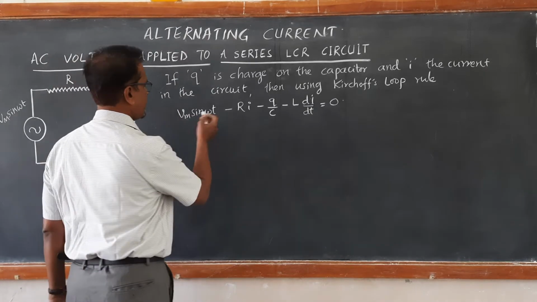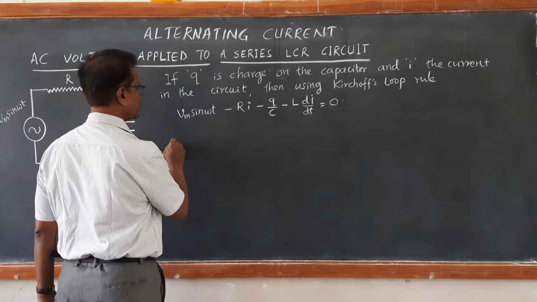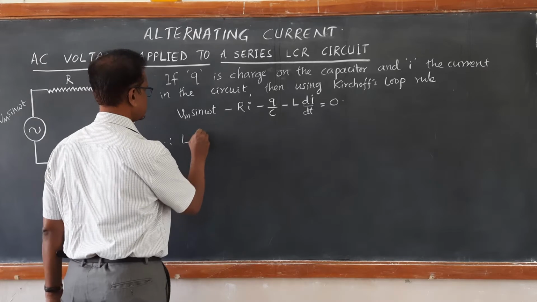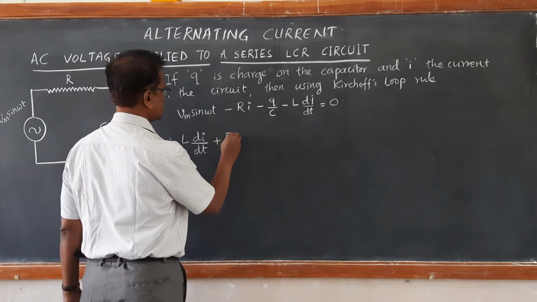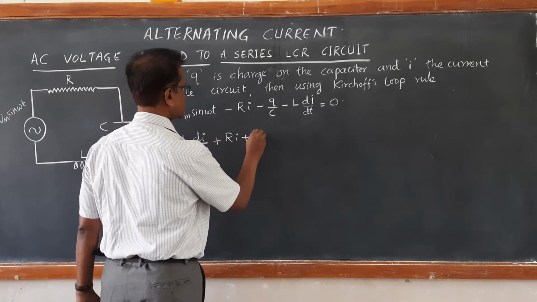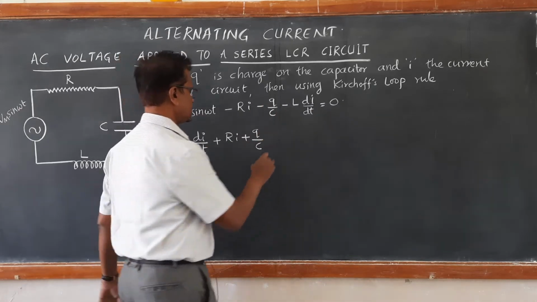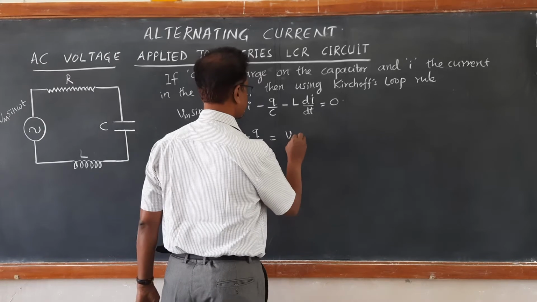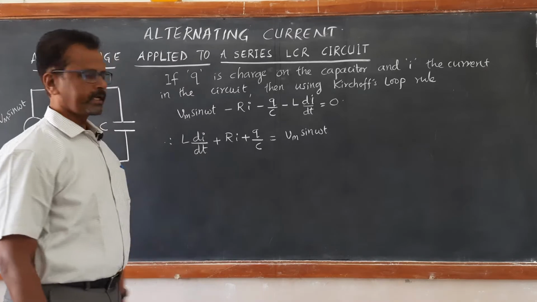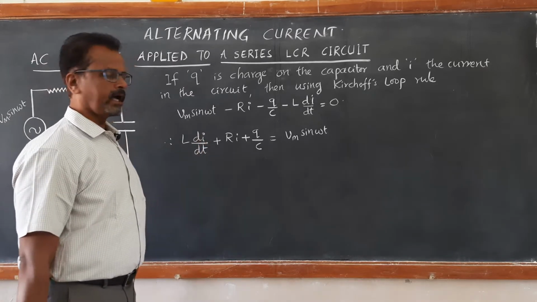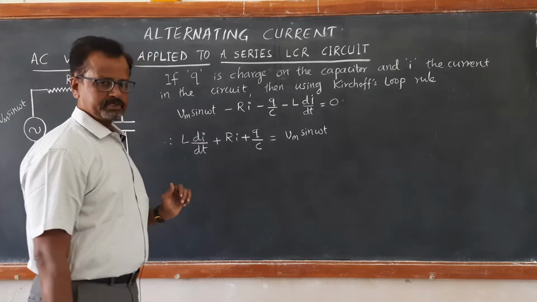Now, using Kirchhoff's voltage law, we can write L di by dt plus Ri plus Q by C. If you take these negative terms to the right hand side, you get this equal to the source voltage Vm sin omega t. Now we can find the solution for current I. This is a differential equation.